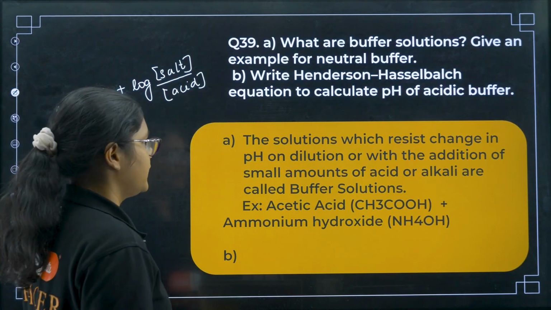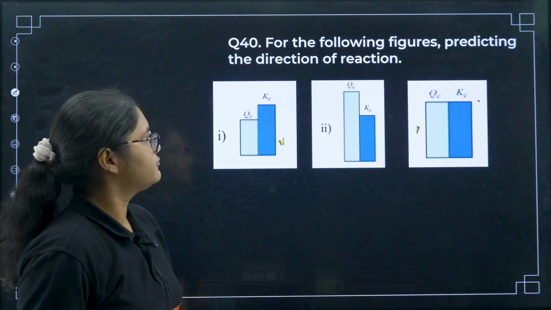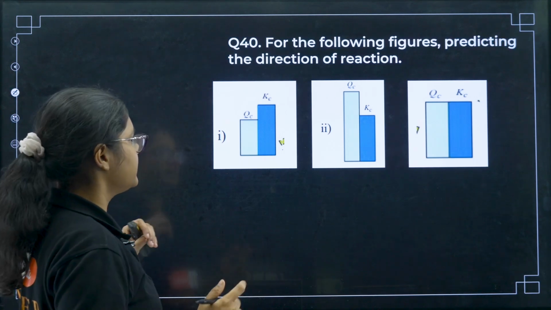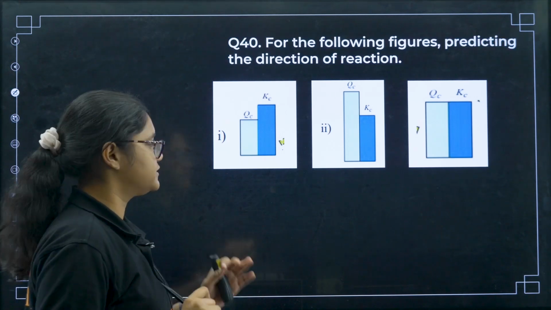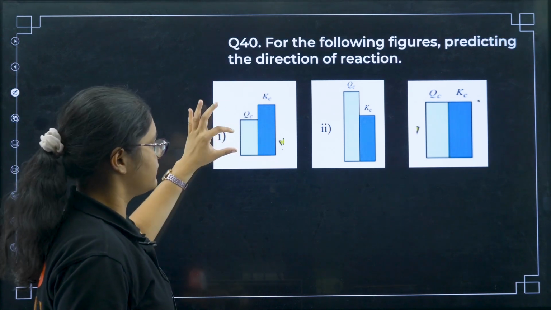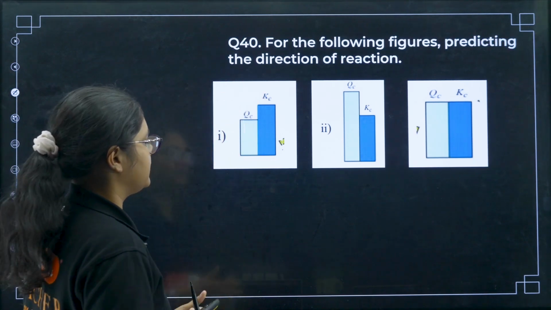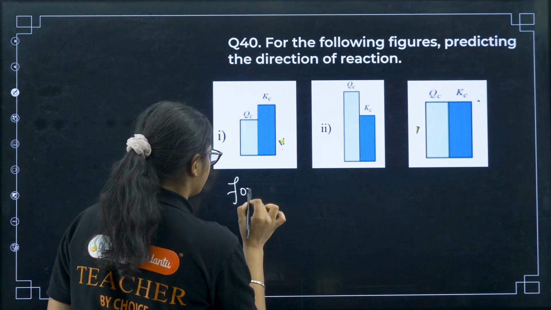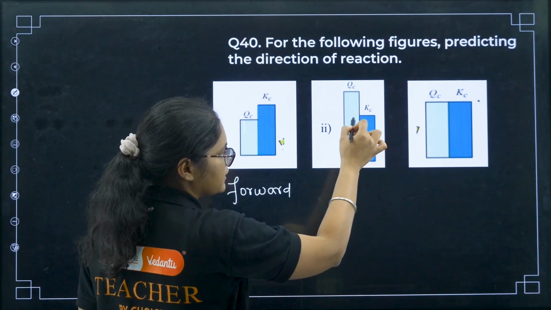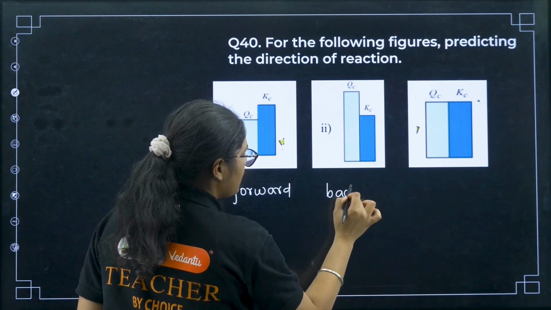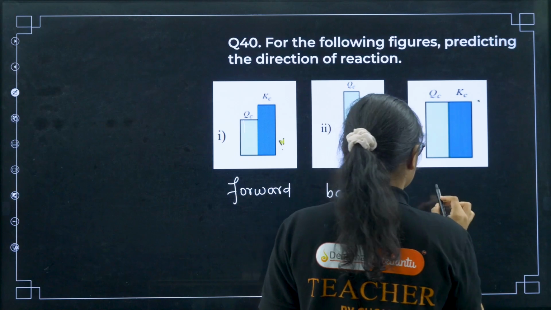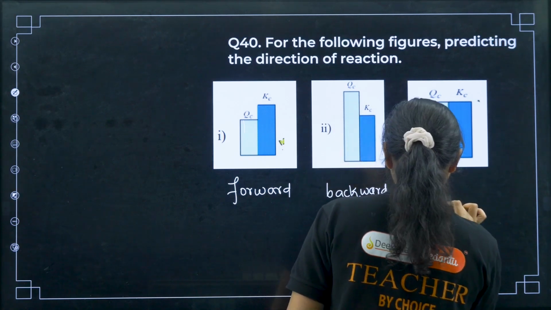Okay. Then next we'll move to question number 40. For the following figures, predict the direction of reaction. This is very simple. Reaction quotient and equilibrium constant are given. In this, the reaction quotient is less than the equilibrium constant. So, this has to increase, right? So, if this has to increase, the reaction will go in the forward direction. Okay. Now, here Qc is more than Kc. So, it has to decrease, right? So, to decrease, it has to go in the backward direction. Okay. Now, here Qc and Kc are equal. So, the reaction is already at equilibrium.